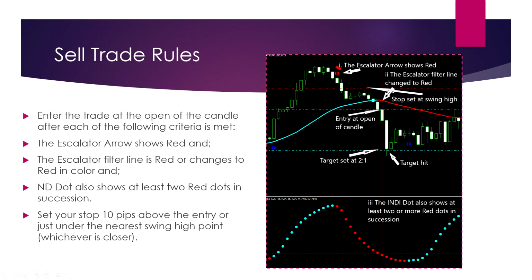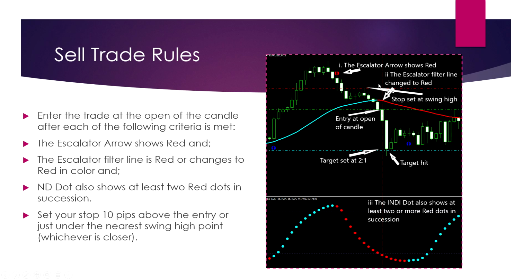So first thing, we want to see the red arrow, so red escalator arrow. After that, we want to wait for our filter to turn to red, so here. And we are looking to get 2 red dots in a row. In this case, once we changed that first escalator filter line, we already got a lot of red dots, so more or less this is fine.